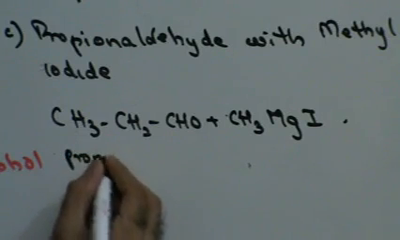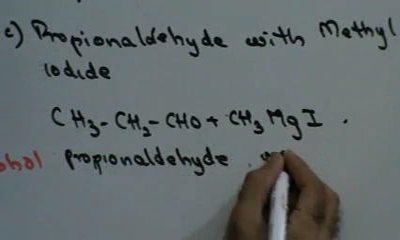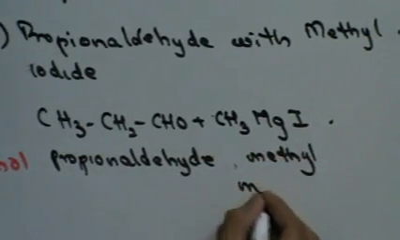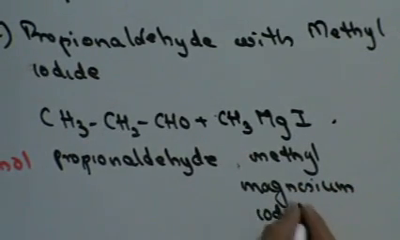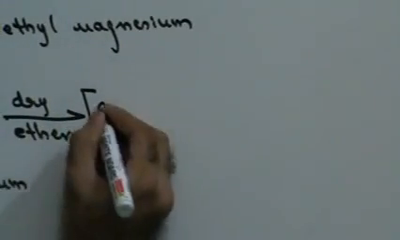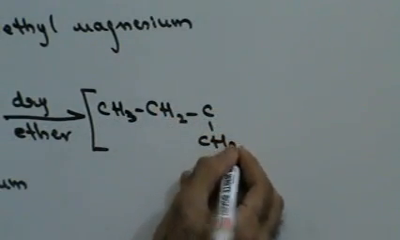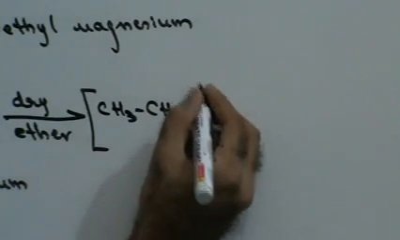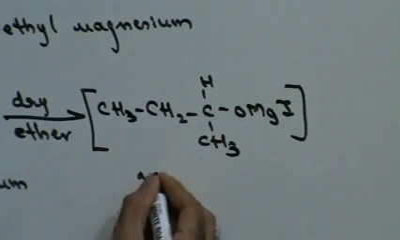This is propionaldehyde with methyl magnesium iodide, right? Dry ether. Addition complex, organic together, inorganic together. CH3CH2CCH3, all organic are together. That leaves you with H here and OMgI. This is my addition complex.